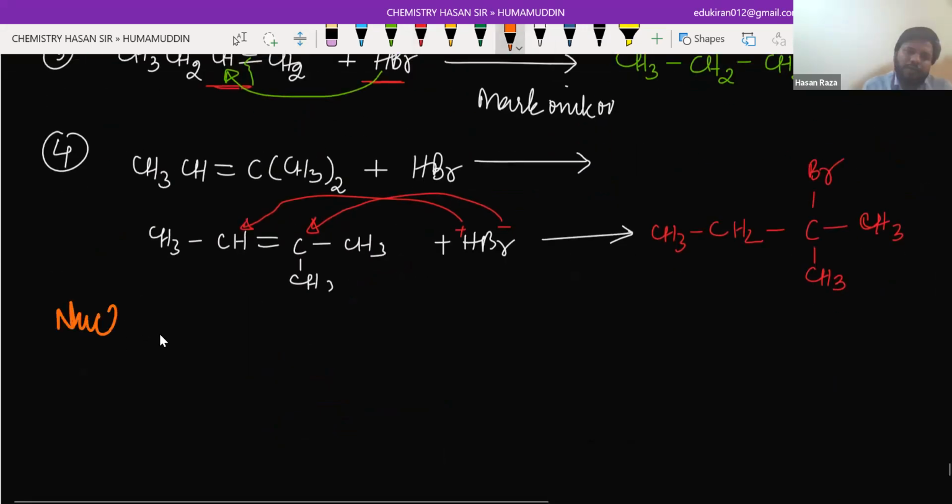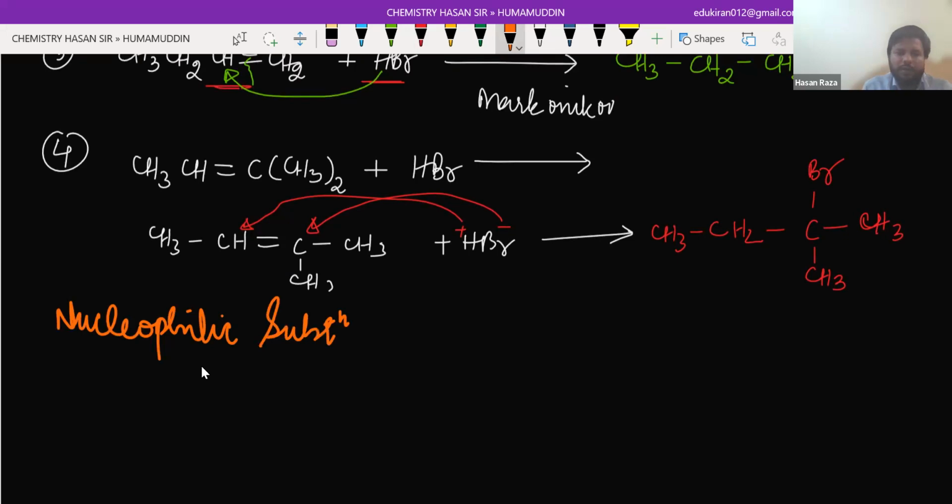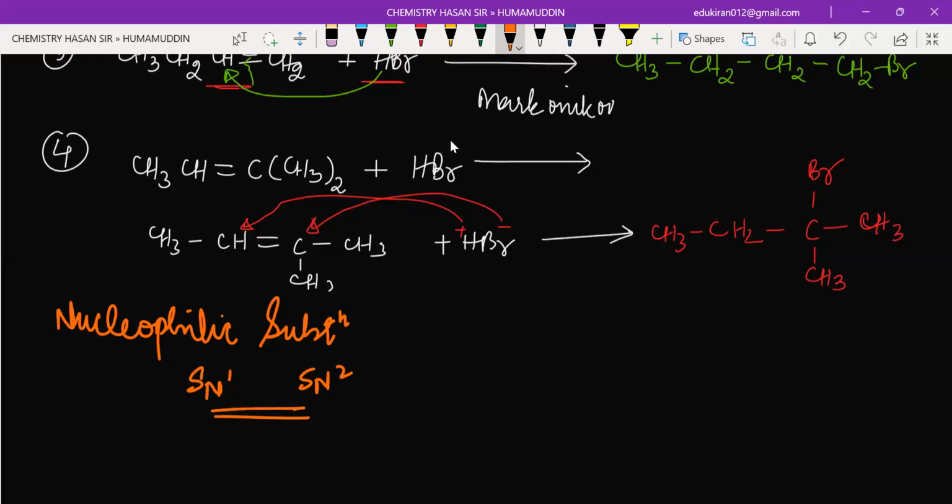And in the next class, we will start nucleophilic substitution reactions. You will study about this at home for the next class on Tuesday, SN1 and SN2. Please read about this. Let me know when you are done with this. Is that clear? So this is it for today. I'll see you in the next class. Thank you.